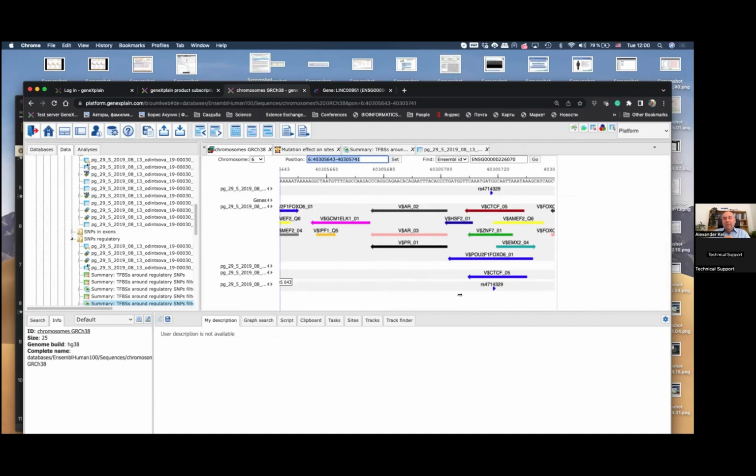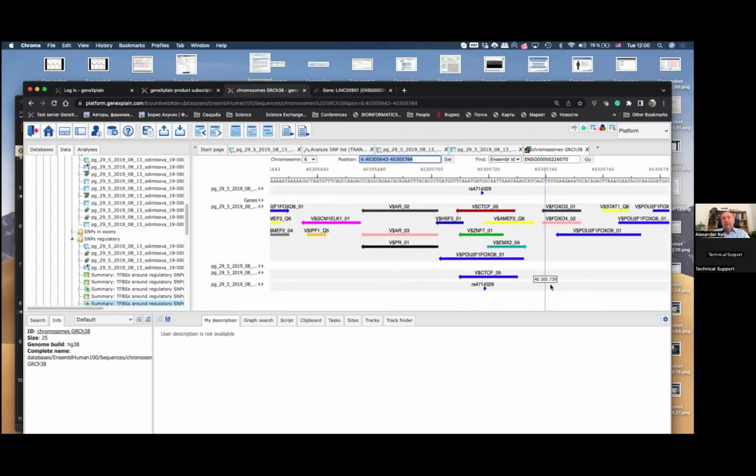on the genome browser. It adds now these two tracks. This track is a track of the losses, you see that's a loss, and this track is a track of the gains. For this particular SNP we are analyzing, in fact, there is no site which was gained, but there is one site which is lost, and that's this CTCF site.